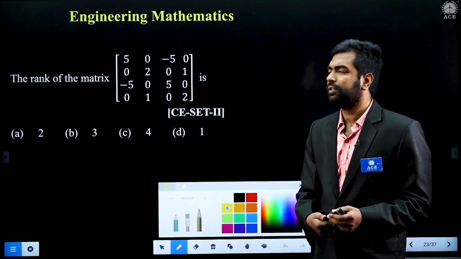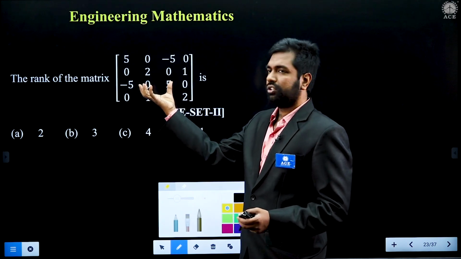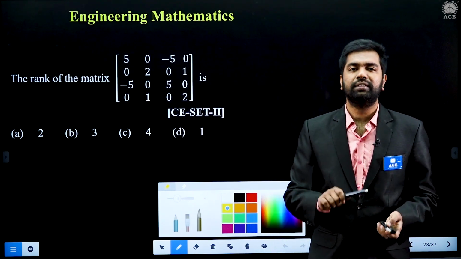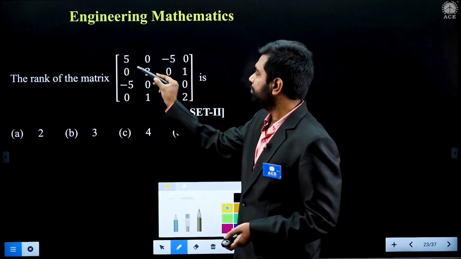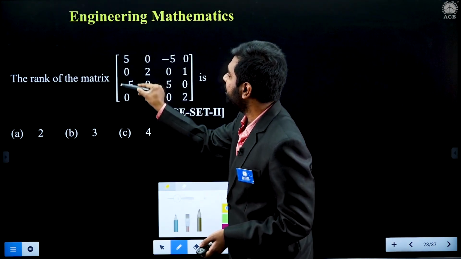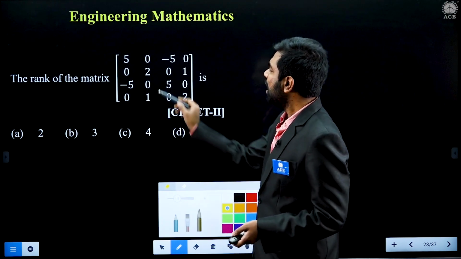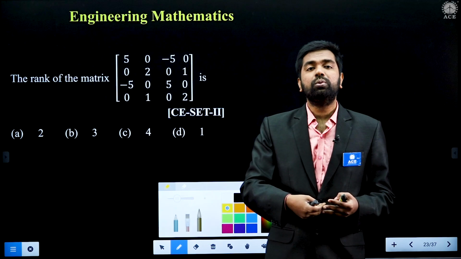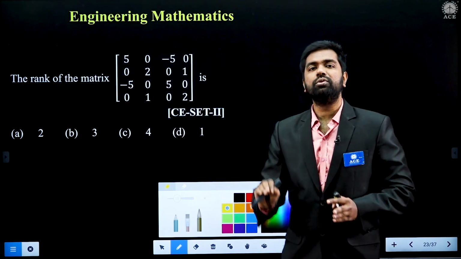What you are supposed to do is, you have to reduce this to the row echelon form and then count the number of non-zero rows. That's simple. So for that, what I'll do is, I'll use this and make this element 0. I'll use this, I'll make this element 0, because if you do it this way, you are reducing the matrix to row echelon form.